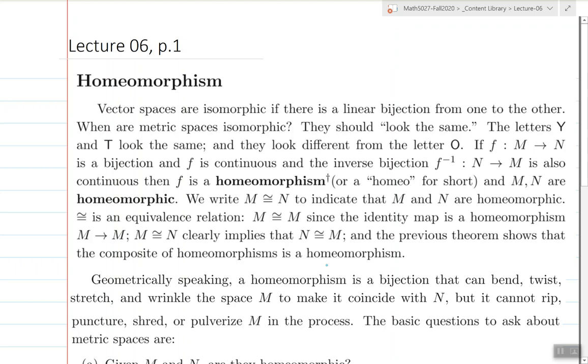Welcome to this short recorded lecture on homeomorphisms. So this is an application of continuity. This still is within section 2 of the Pugh book in chapter 2 on metric spaces.